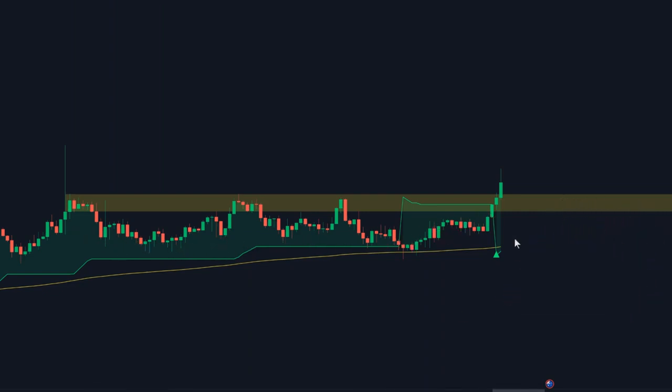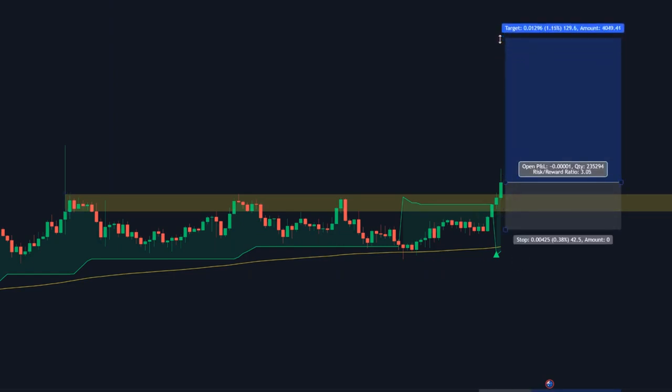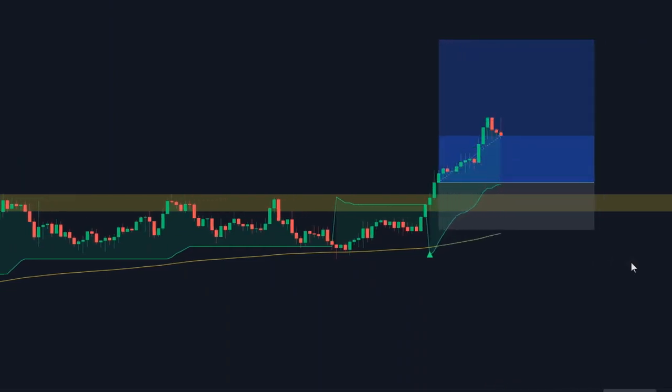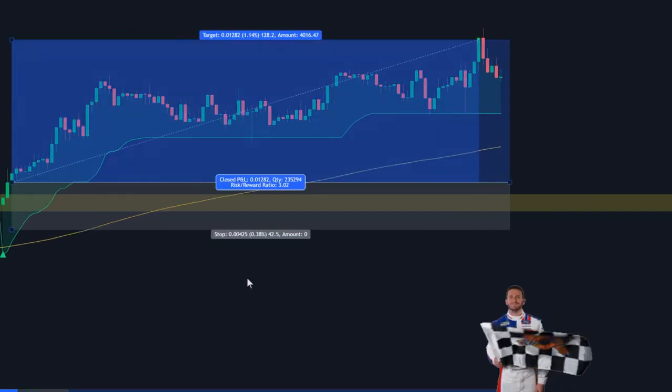As you can see here, the price broke and closed above this resistance level, which means all our entry conditions are met right here. So we're gonna enter our long trade here. The stop loss is gonna be set somewhere below the resistance level. And for the take profit, we're gonna set it at 3 times the risk. Letting this trade run, and it hits take profit.